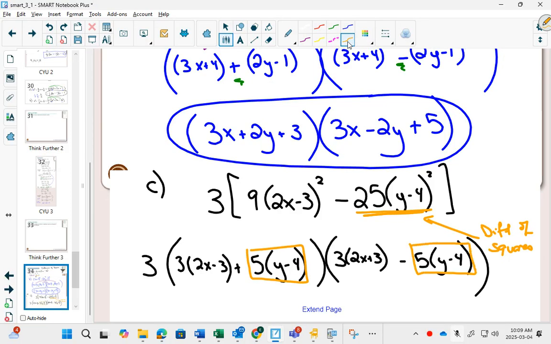Right? Because if we check, this here is this times that. This right here is this times this. And with the color coding there, like abstractly, can you see the difference of squares? Like it's purple plus orange, purple minus orange. And the purple is a perfect square, the orange is a perfect square, and we have a difference.